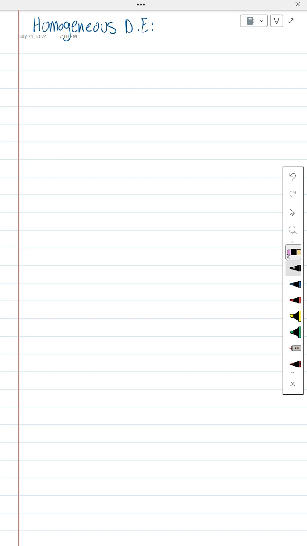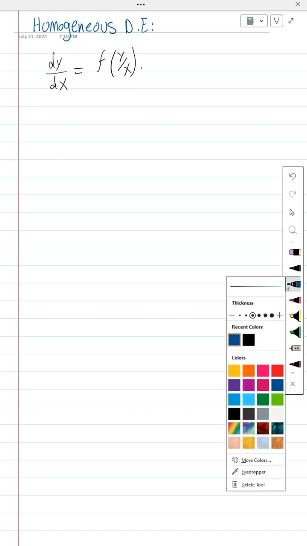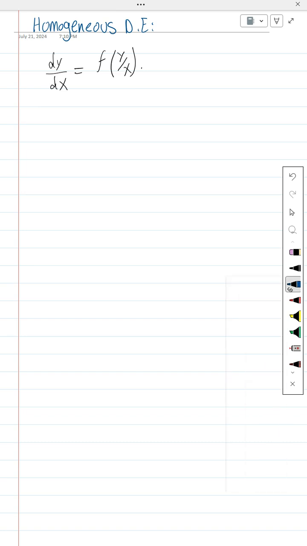A homogeneous differential equation can be written in the form dy over dx equals f of y over x, and this function is any differentiable function. Now we are going to explain how we can know that this is a homogeneous differential equation.